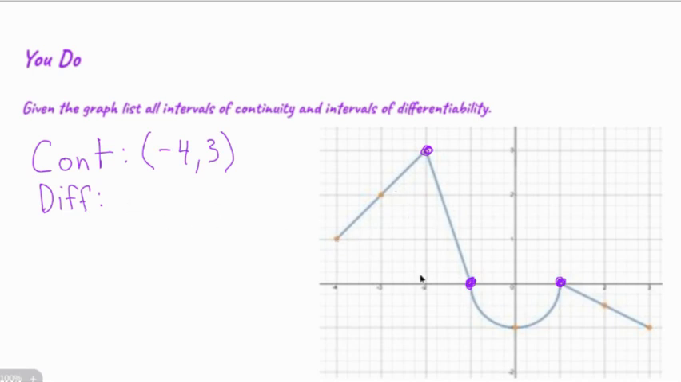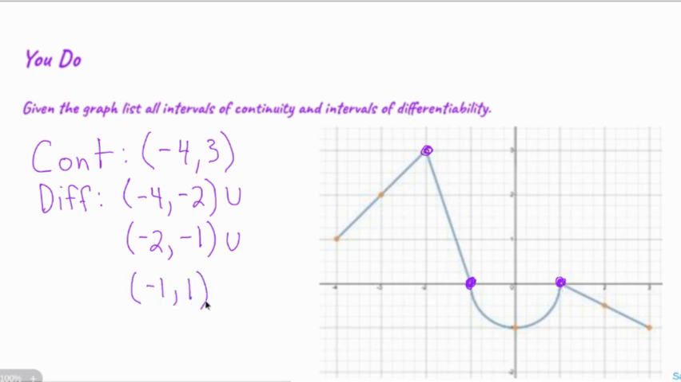So we're going from -4 to -2. I'll actually list these out vertically. And we're going from -2 to -1, and then -1 to 1, and then 1 to 3. And we're done.